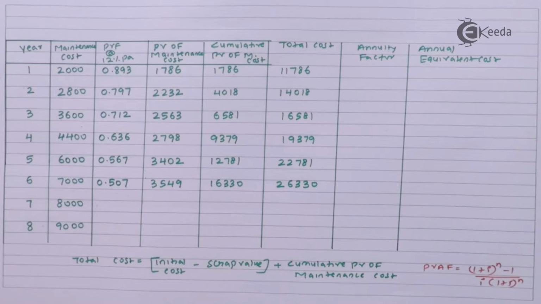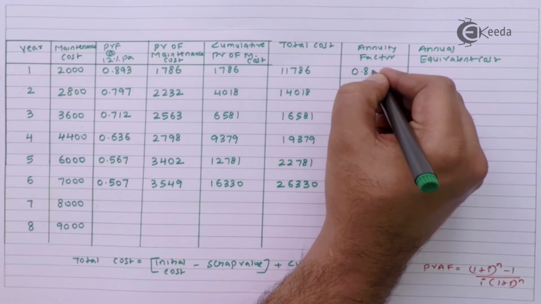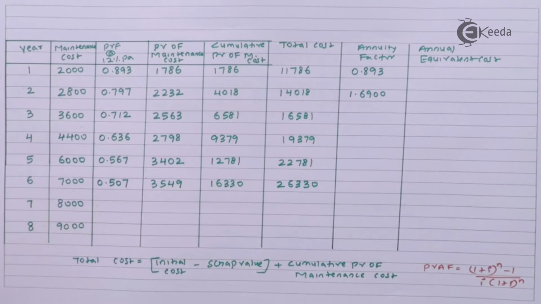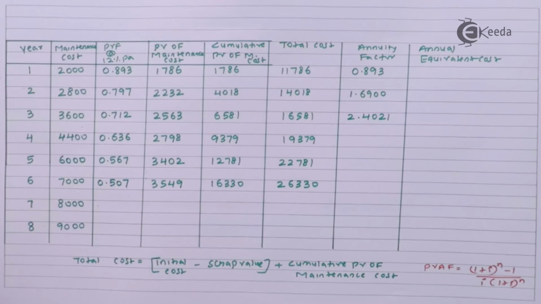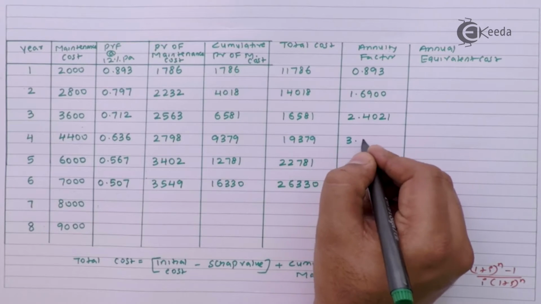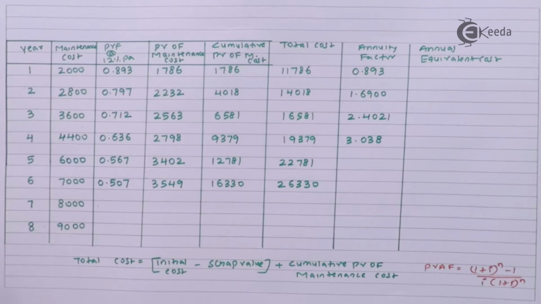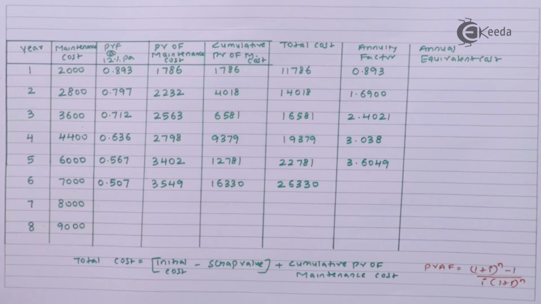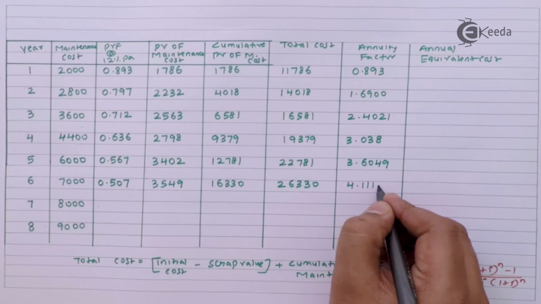So for first year it will be 0.893, for second year it will be 1.6900, for third year 2.4021, for the fourth year 3.0376, for the fifth year 3.6049, and for the last one 4.1118.